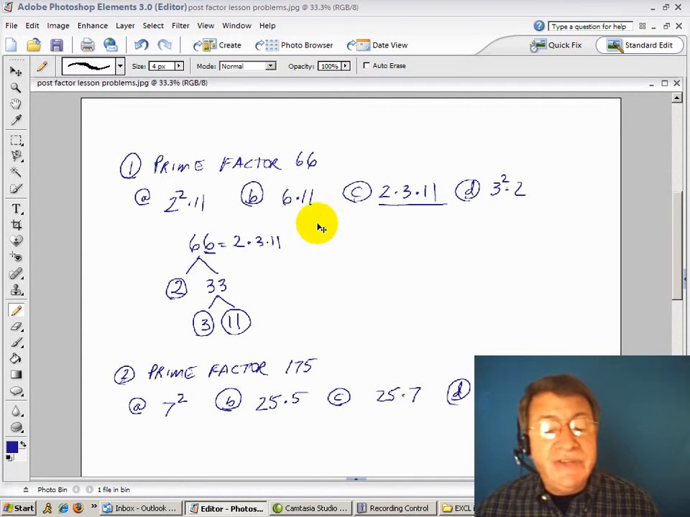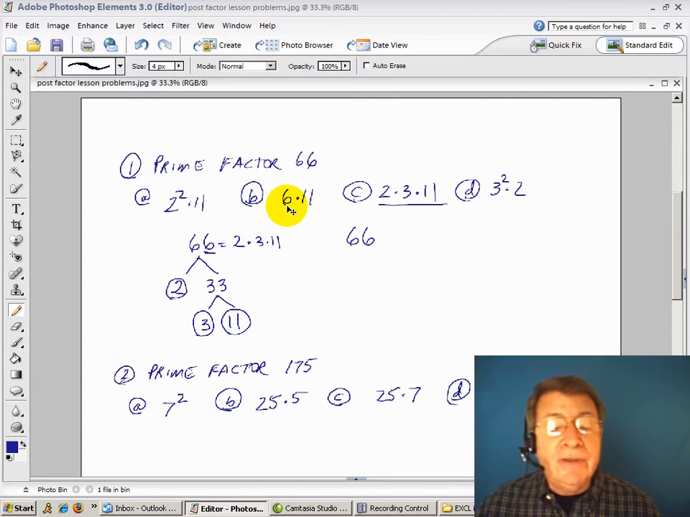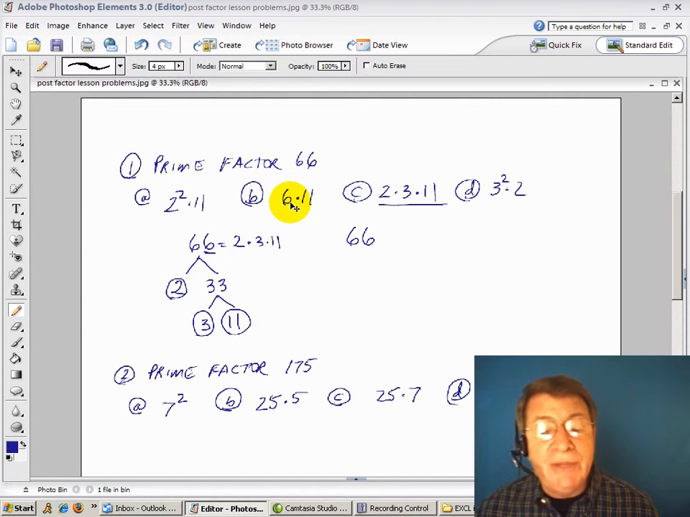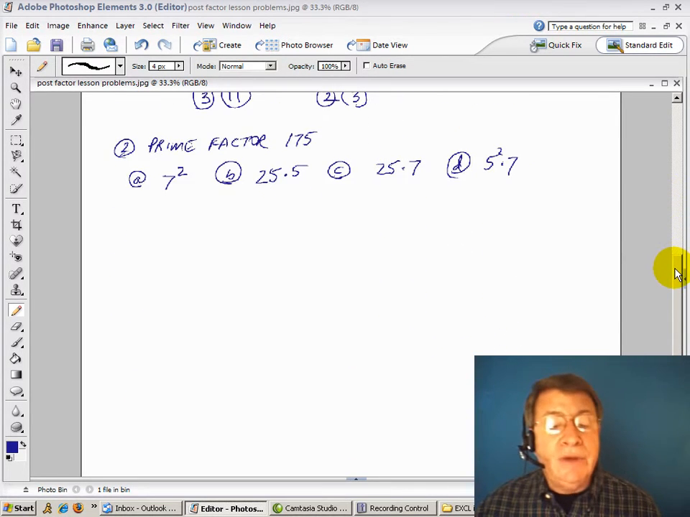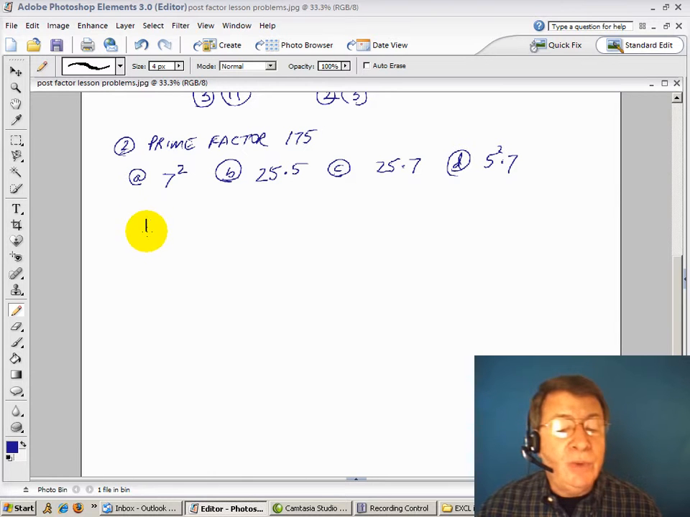Now, 6 times 11 would also work as our answer. However, the number 6 is not a prime factor, so it could not be the possible answer to this problem. Just to go along with this 66, if we went 6 times 11, broke it up that way, then we could further break the 6 down into 2 times 3, yielding the same result of 2 times 3 times 11, which is answer C.